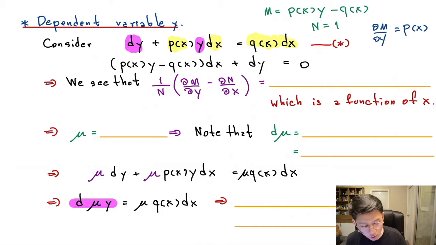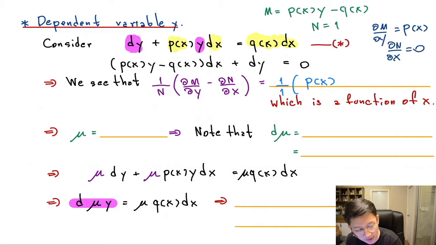So we have 1 over 1, because N is 1. dM/dy is p(x). dN/dx: N is 1, so dN/dx is actually 0. So this is nothing but just p(x), which is a function of x.